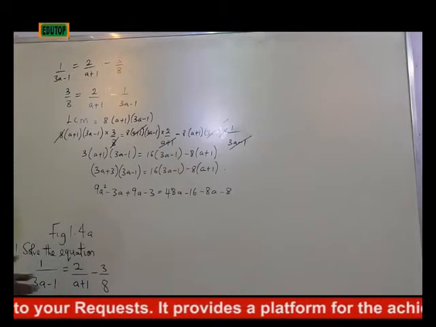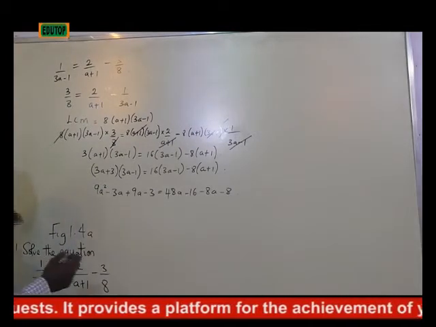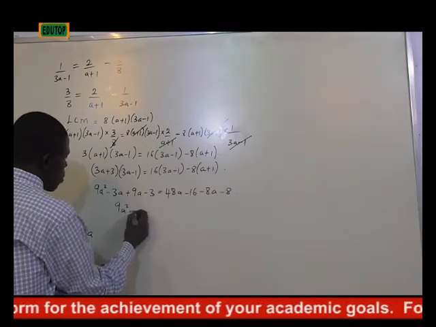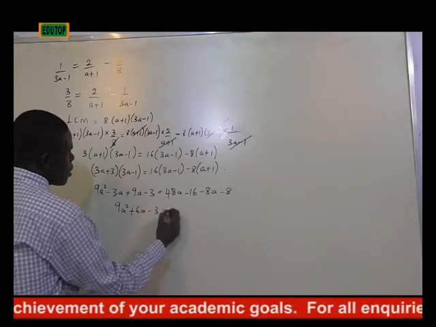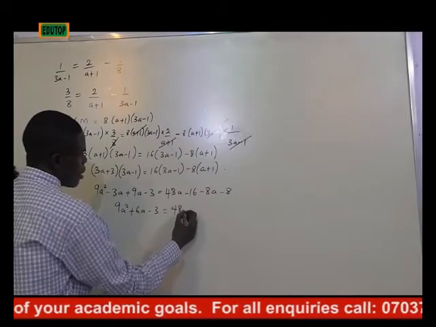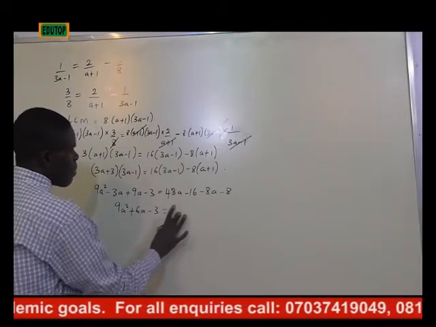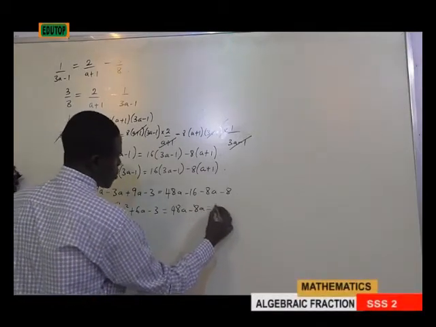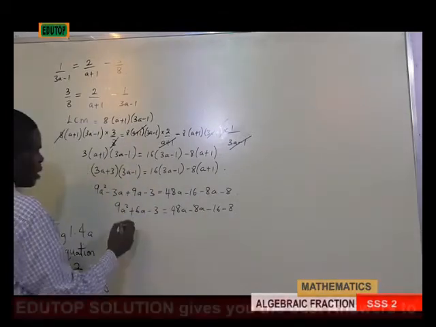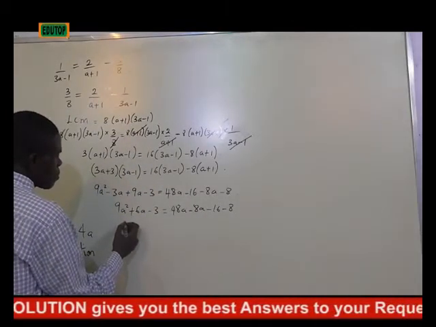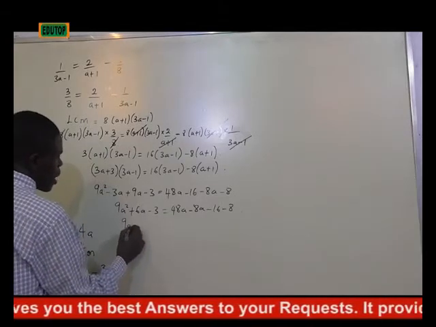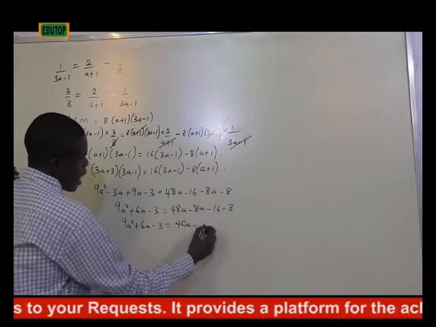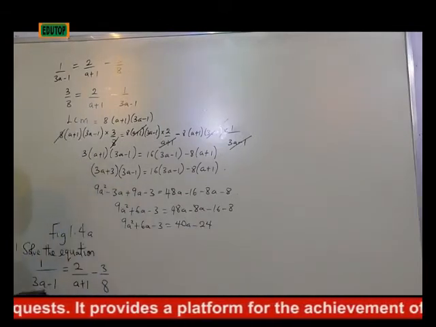So the next thing to do now is to collect like terms. So if I want to collect like terms, let me simplify this. I have 9a squared plus 6a minus 3. Then I have 48a minus 8a, minus 16 minus 8. Then this, I have 9a squared plus 6a minus 3, and this one gives me 40a minus 24.